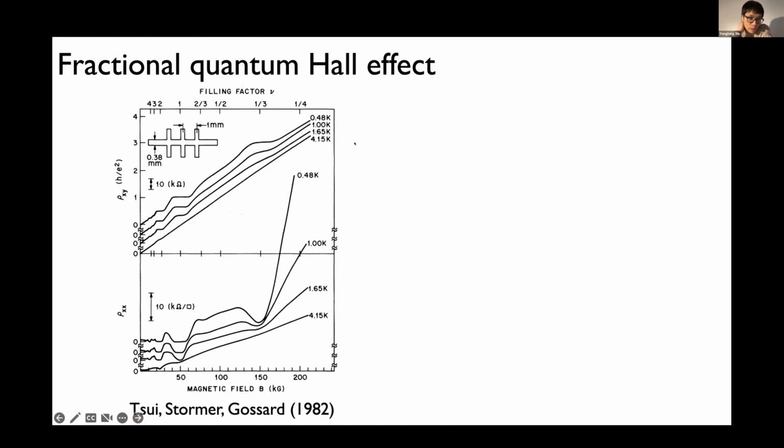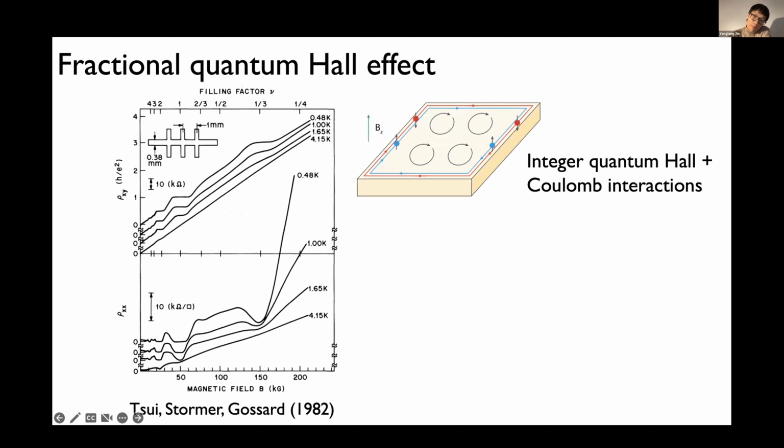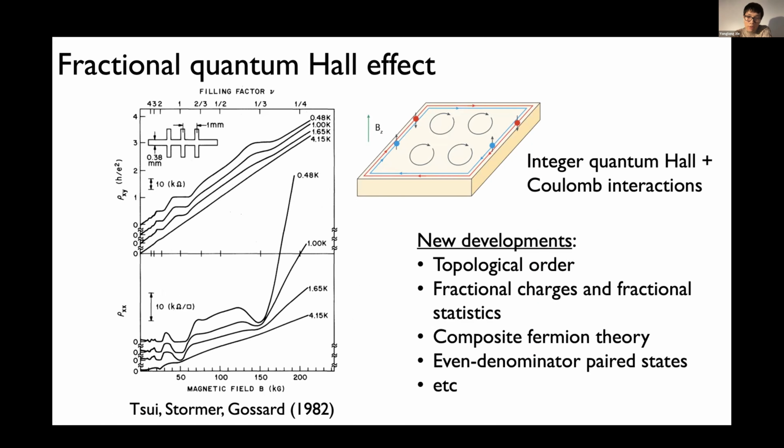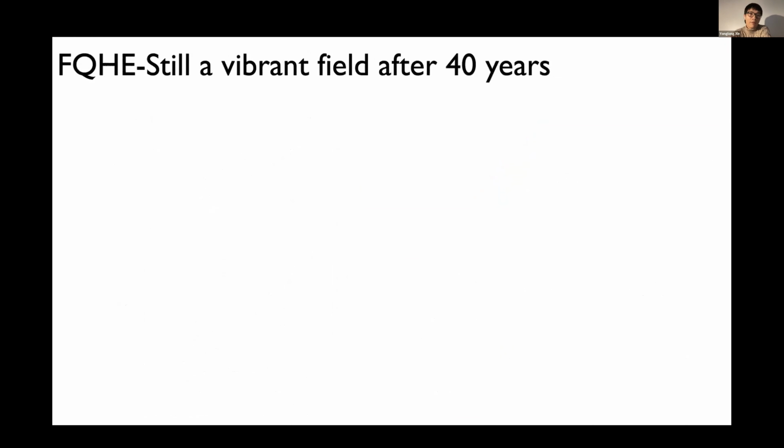I think for this audience, I don't need to tell you how much the discovery of the fractional quantum Hall effect has revolutionized our way of thinking. The very simple rule of thumb is that if you can make the integer quantum Hall effect, then in the presence of Coulomb interaction, you can possibly see the fractional quantum Hall effect. This discovery has led to many new developments: topological order, fractional charges, fractional statistics, and so on. Even though it was discovered 40 years ago, it's still quite an active research field.